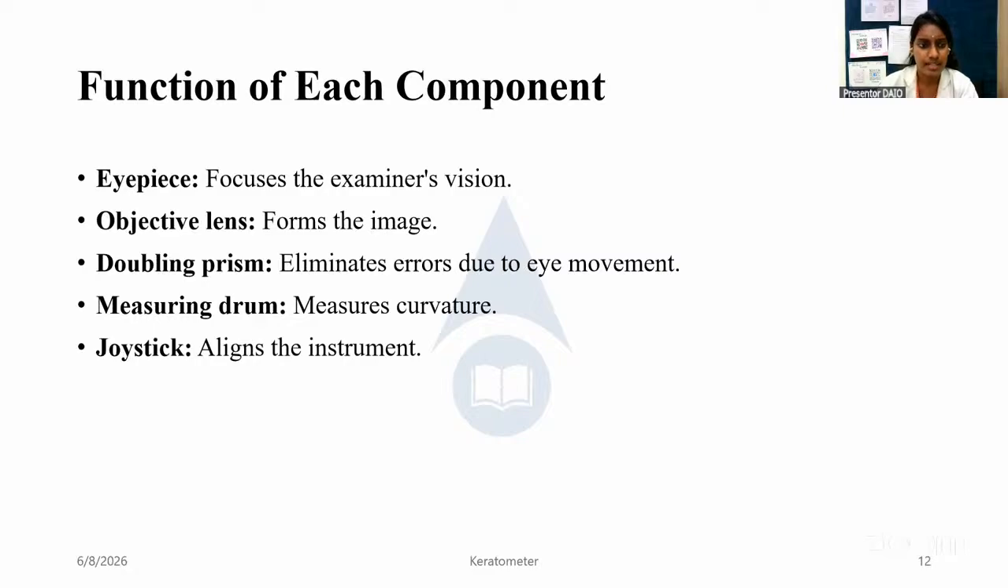Functions of each component. Eyepiece. It focuses the examiner's vision. Objective lens. It forms the image. Doubling prism. It eliminates the error due to small eye movements. Measuring drum. It measures the corneal curvature. Joystick. It aligns the instrument.